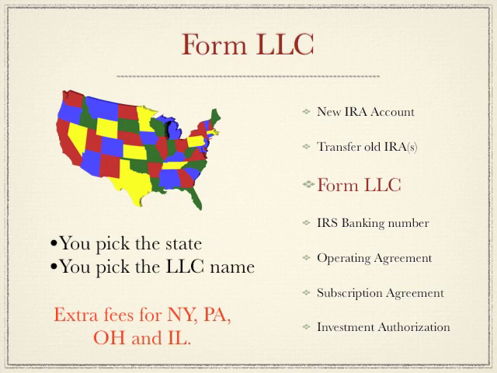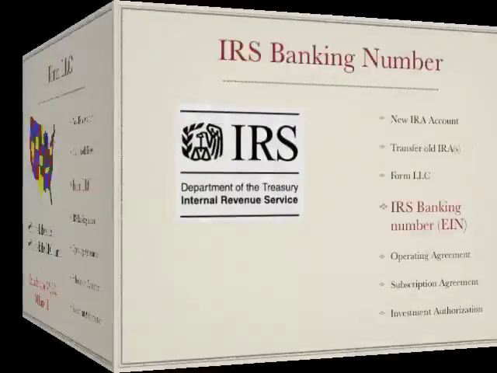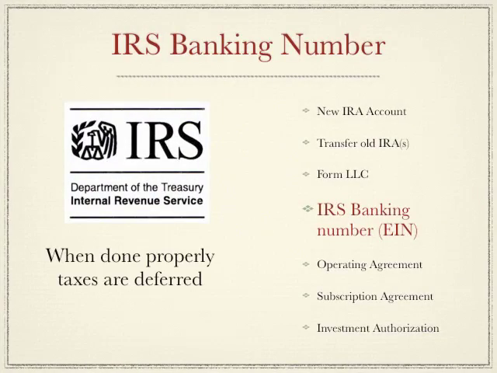Now, there are some extra fees for a few states just because they're so expensive. We search and secure your name of choice, and we file the necessary paperwork with the state, and we pay the fees. Well, your IRA is going to be opening a bank account. It's very important that your LLC is treated as a disregarded entity so that it can receive the tax benefits that we're after. So we get your IRS banking number. It's called an EIN number. It has to be done properly, and so we get that for you.